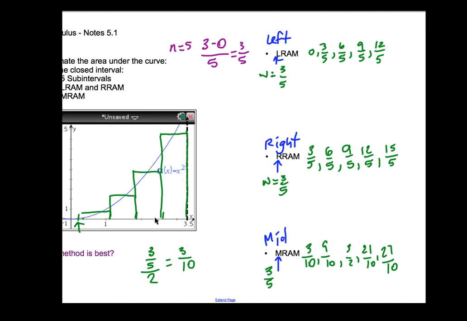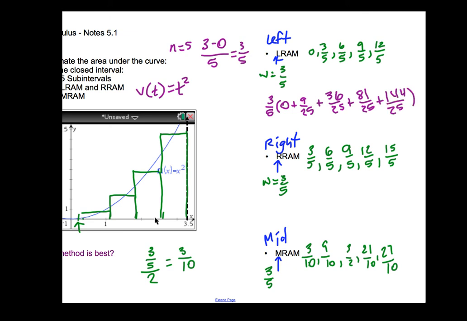And then we're just going to do what we did earlier, which is we're going to take that width of 3/5 and multiply it with all those heights added up. And remember, you're squaring those numbers because we're looking at the function x squared for this, or I guess our function was velocity over time. So these are all the times that we're interested in. So 9/25, 36/25, 81/25, 144/25.